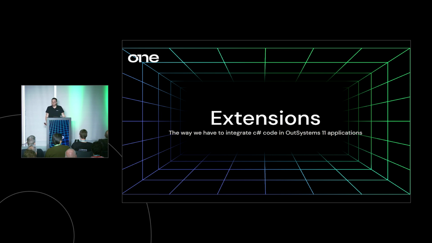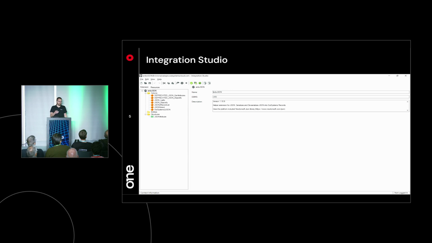Starting with extensions, right? So extension is the way that we have in OutSystems 11 to put C# code, put high code inside our OutSystems applications. Right? And to help us in this job, we have Integration Studio. That is a tool built by OutSystems. And here we can also connect to external databases to get data from other databases, but we can here create our C# code. We can create our actions, we can create our structures, and then we can open Visual Studio, code our logic, and then publish to Service Center so we can use inside our applications.